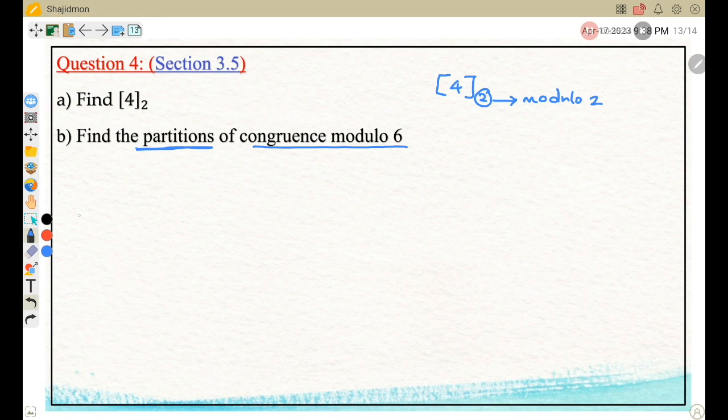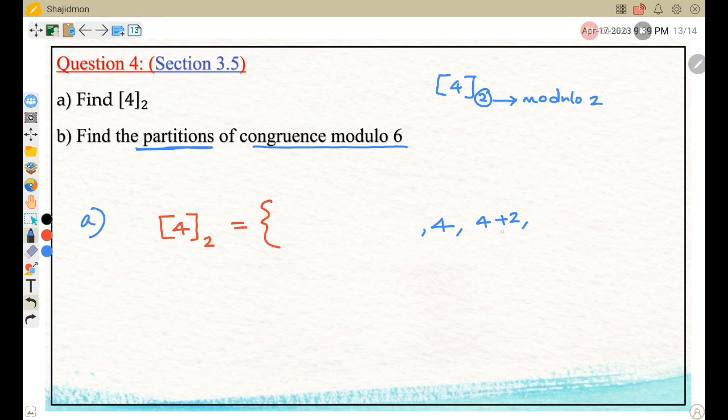Let me answer the A part of the question. What is the equivalence class of 4 under congruence modulo 2? What is the easier way we studied? We start with the number 4 in the middle. After that, just add the modulo number: 4, then 4 plus 2. I am writing the step here, 4 plus 2.